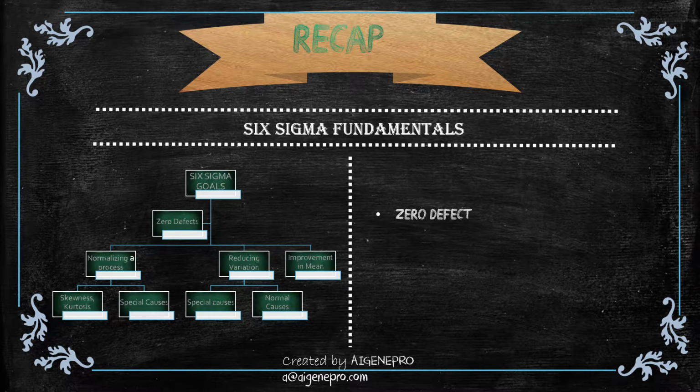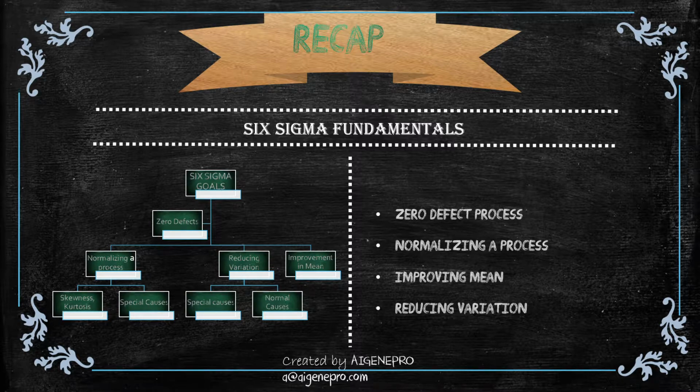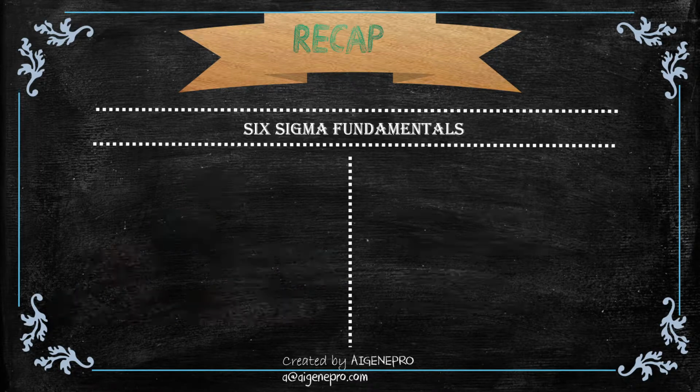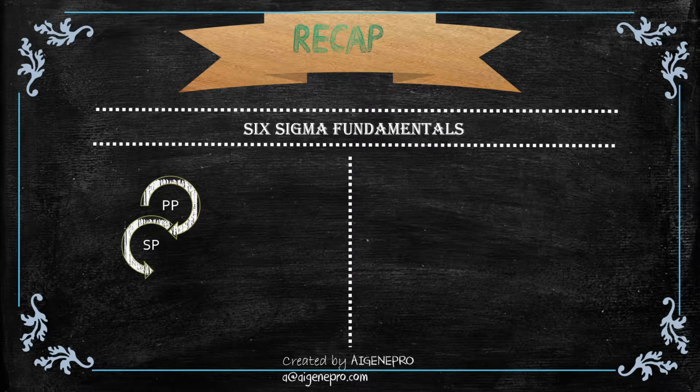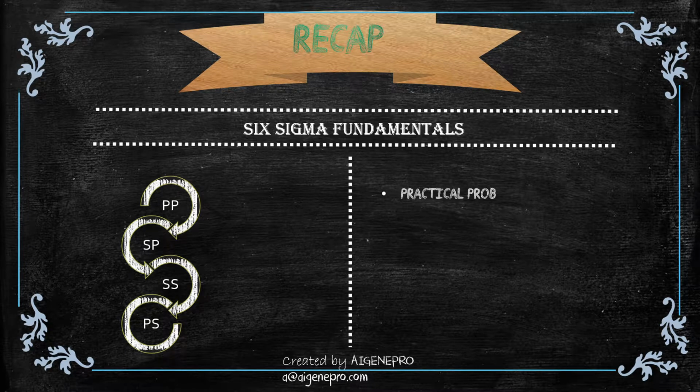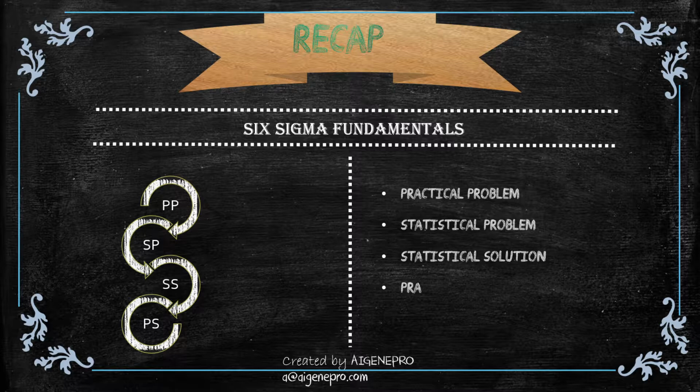In very simple terms, a Six Sigma project tries to create a process which has 0 defects, by normalizing the process, reducing variation and improving the mean. In DMAIC methodology, a practical problem is translated into a statistical problem, which is then solved as a statistical solution. The statistical solution is finally converted back into a practical solution.